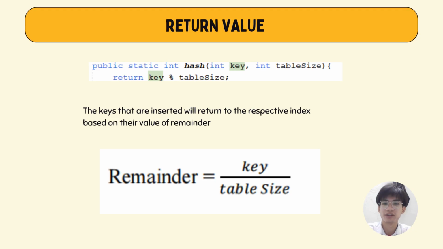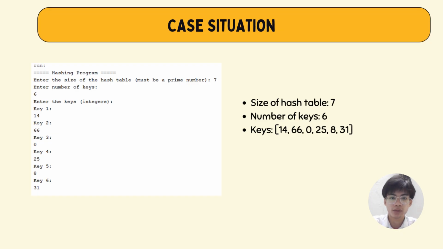For return value, the keys that are inserted will be returned to the respective index based on their value of remainder, where the remainder is equal to the key mod the size of the hash table. In my case, I insert 7 for my size of the hash table, 6 for my number of keys, and my keys include 14, 66, 0, 25, 8, and 31.